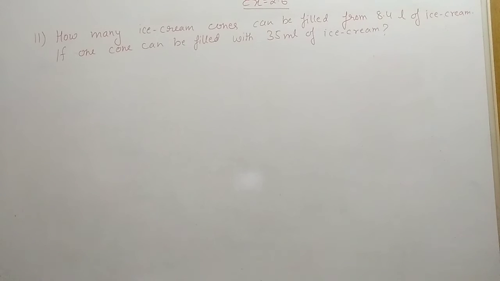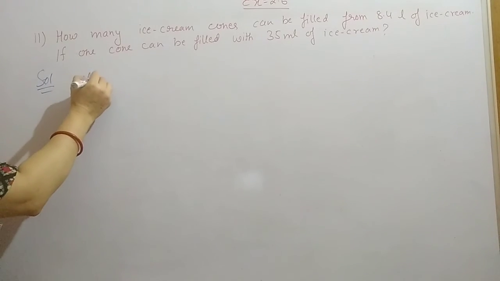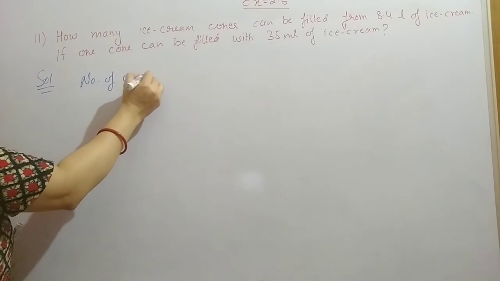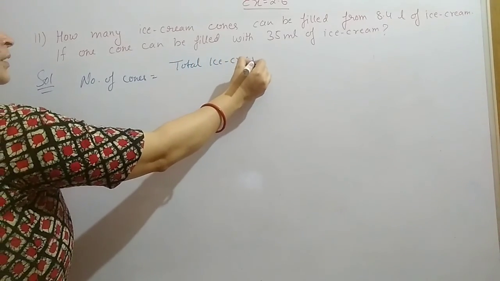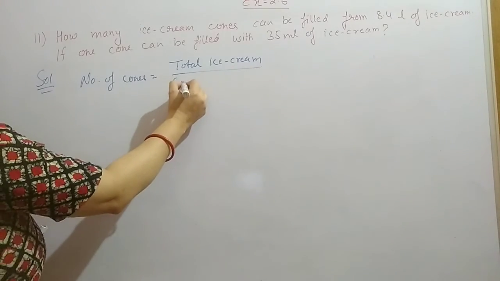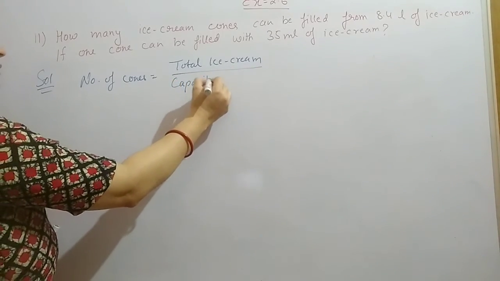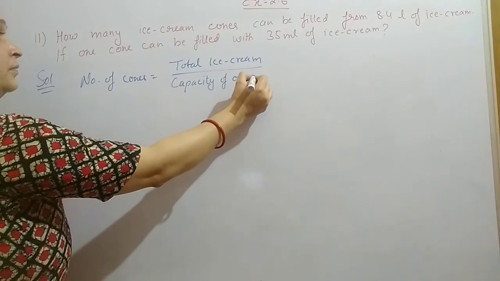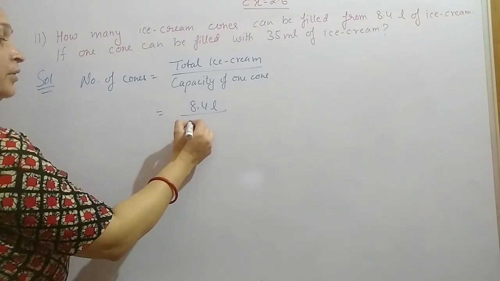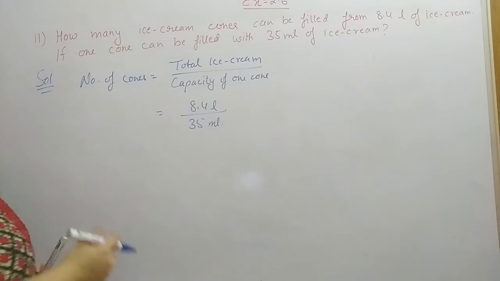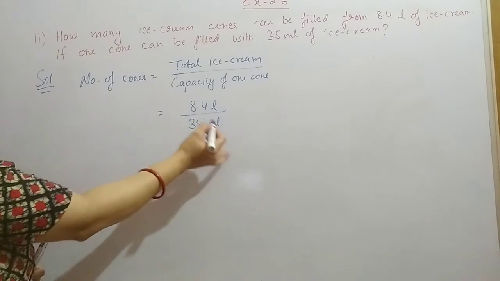Question number 11. How many ice cream cones can be filled from 8.4 liters of ice cream if one cone can be filled with 35 milliliters of ice cream? So the number of cones will be total ice cream divided by capacity of one cone. Total ice cream is 8.4 liter and below it is 35 milliliter. So we have to change this liter into milliliter. Both the units should be the same.